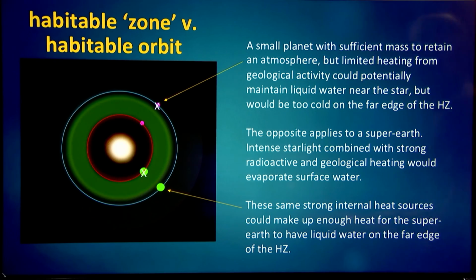But if it was a super-Earth, the intense light with strong radioactive and geological heating might even evaporate the surface water. So you could have an overshoot where the properties of the exoplanet, which might allow liquid water to exist, are actually too strong and vaporize it, and so remove it from habitability.